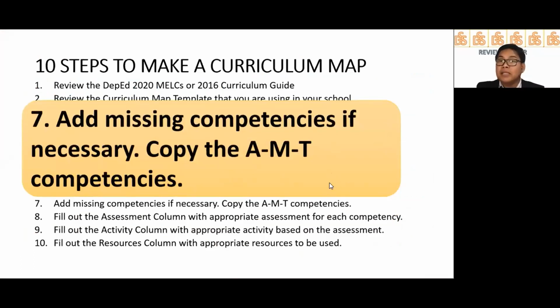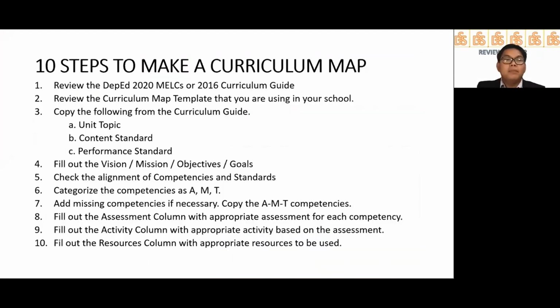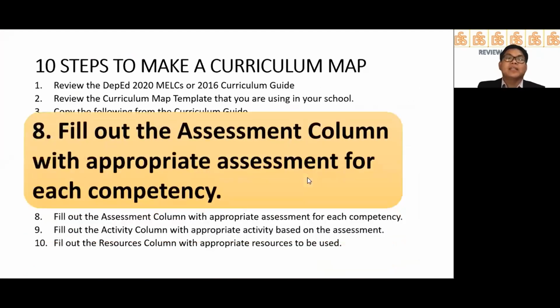Copy the AMT competencies in the curriculum map. So here, the learning competencies are also categorized into AMT. All A are here, then M is here, and the additional competency related to transfer is included here. Okay, so let's proceed. Number 8 is fill out the assessment column with appropriate assessment for each competency.